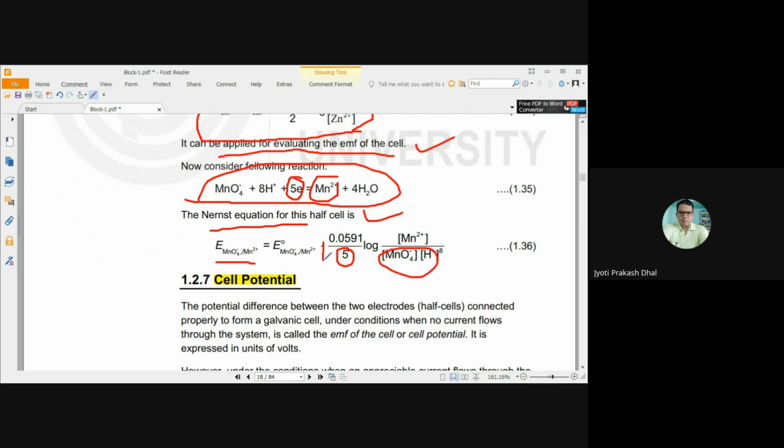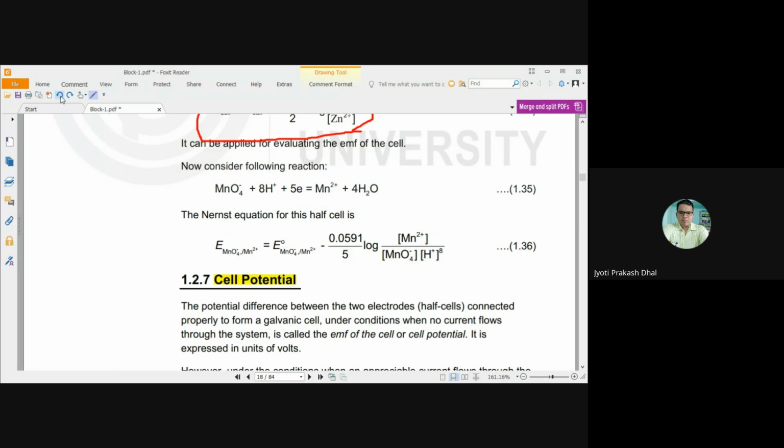If you put a positive sign, then in the numerator you will write the concentration of the reactant, and in the denominator you will write the concentration of the product. So this is about the Nernst equation, and in a similar manner you can write the Nernst equation for any type of cell reaction.